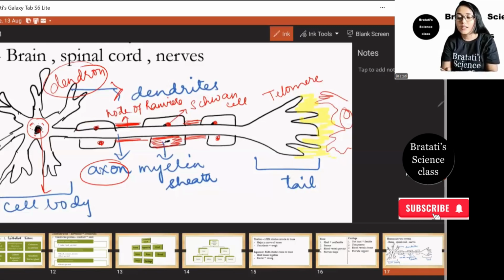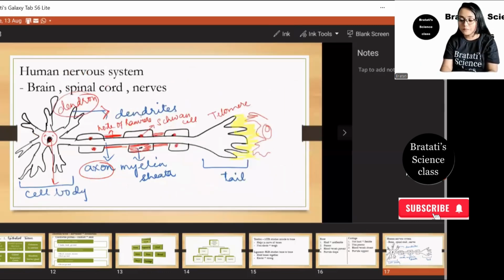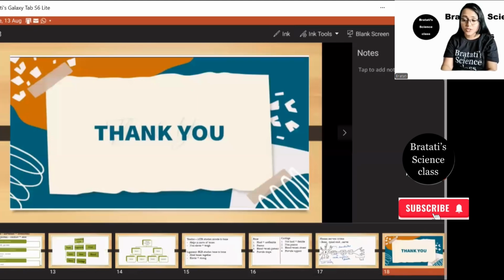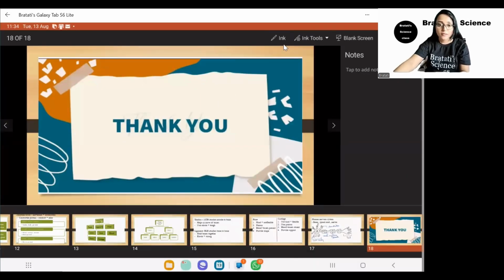So basically, the structure of the neuron comes in the exam, or sometimes the structure is given and you have to label it. So practice the diagram, which is important. So with this, we are done. I hope you liked today's session. You have understood something. Okay.